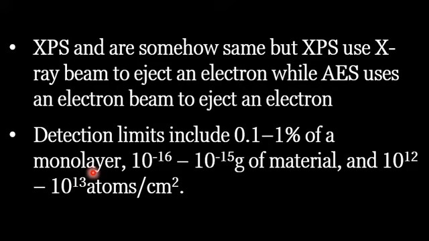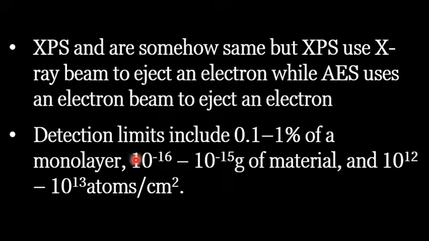Whereas the amount of material used during Auger electron spectroscopy is around 10 to the power minus 16 to 10 to the power minus 15 gram, and the volume used in Auger electron spectroscopy is around 10 to the power 12 to 10 to the power 13 atoms per centimeter square. So this means that Auger electron spectroscopy uses very small material, and basically the signal is produced from a very small portion of the material which is under analysis.